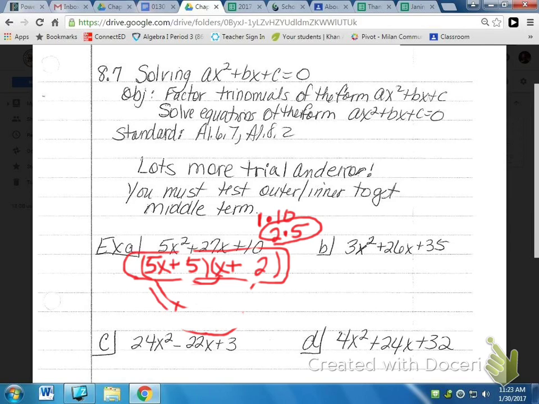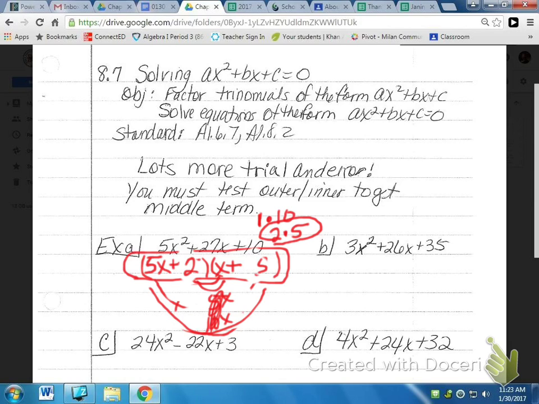What's my outer? 10x. What's my inner? 5x. What's that together? 15x. So that's not right, is it? 15x? Yeah. So you would have said, oh, that's not right. I've got to try another pair. So we just lucked out that it worked the first time, okay? All right, let's go on.